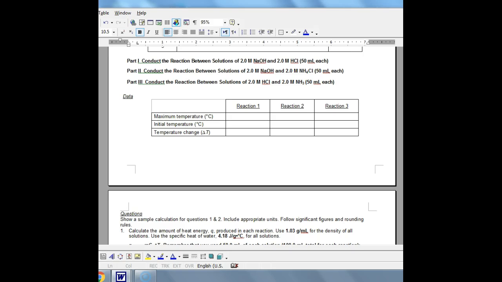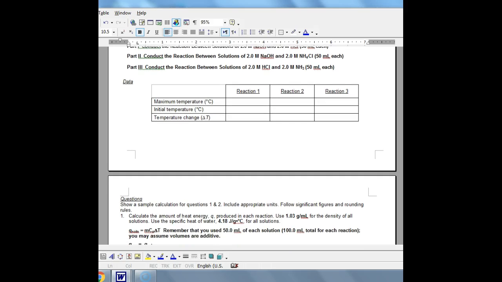You should have had an initial and a maximum temperature recorded for each of your 3 reactions, and from that you should have been able to calculate a temperature change. Your temperature changes should be recorded to 1 decimal place.